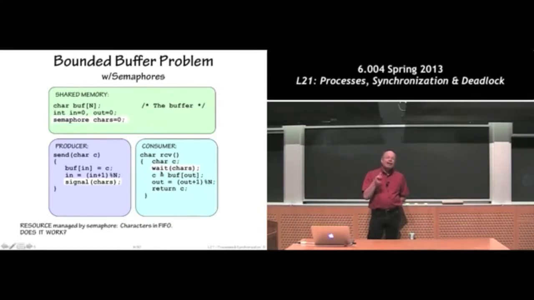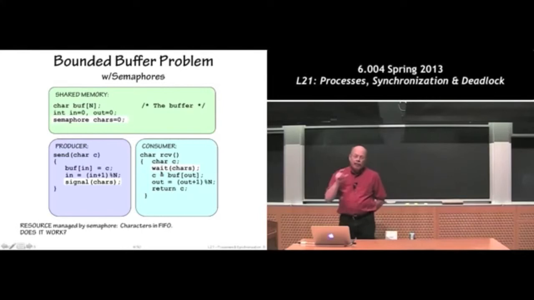So wait is basically saying, not only am I going to wait for something to be available, but when I return to you, not only was it available, but you got it. All right, so wait combines both of those semantics. Is there something available, and can I have it, please? Wait does that in one atomic operation.